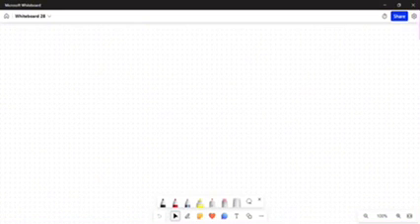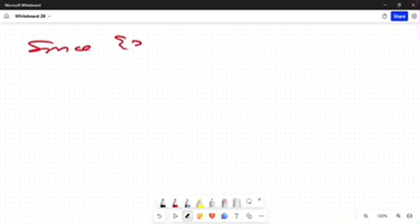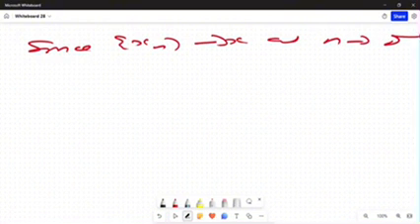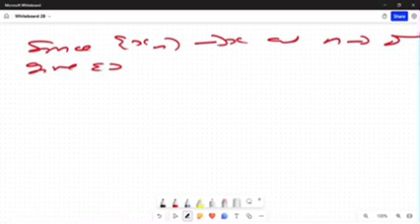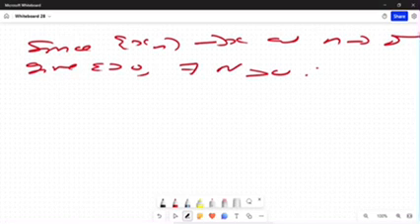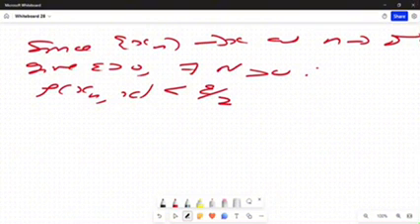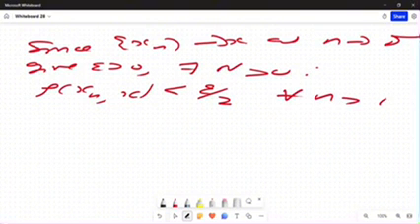Okay. Now, since xn converges to x as n goes to infinity, what that means is that given epsilon greater than 0, there exists N greater than 0 such that rho of xn and x is less than epsilon over 2 for all n greater than N. Am I correct to say that?